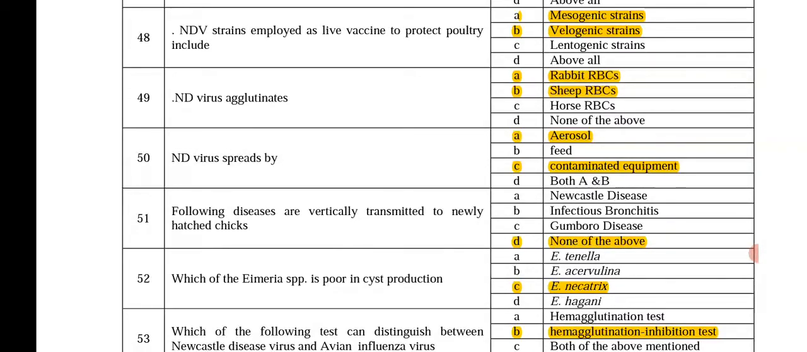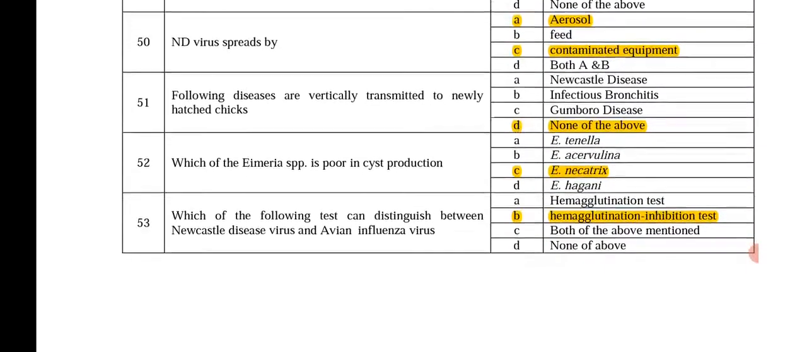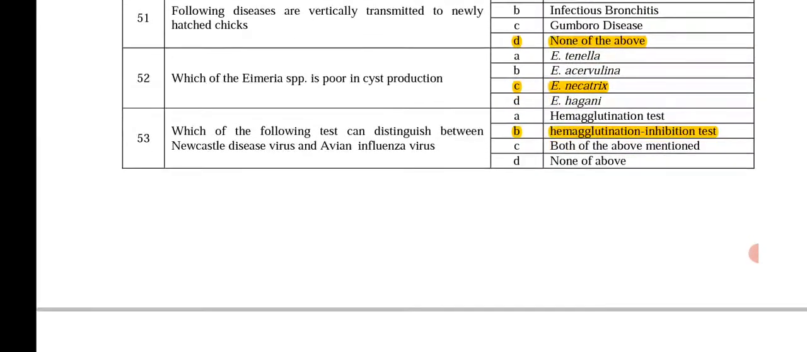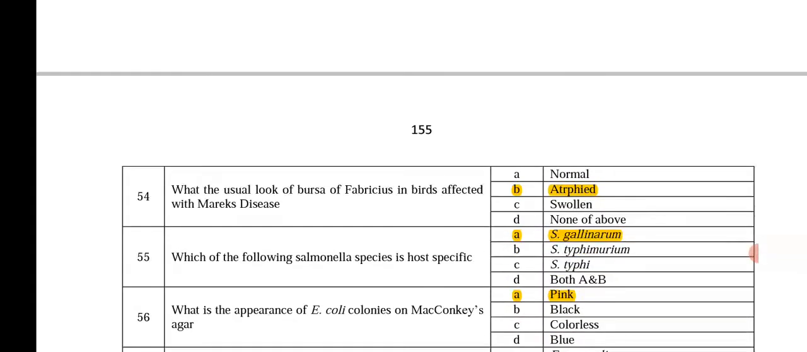Which of the following diseases are vertically transmitted to newly hatched chickens? None of the above. Which of the Eimeria species is poor in cyst production? Eimeria necatrix. Which of the following tests can distinguish between Newcastle disease virus and avian influenza virus? Hemagglutination inhibition test, HI.